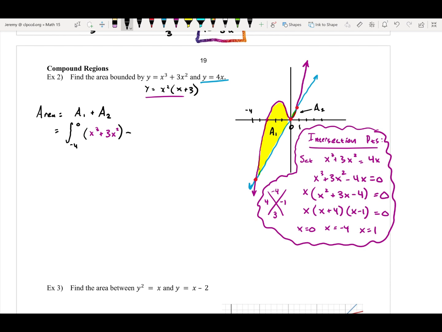And I want to subtract from that the bottom function, which is 4x dx. There is the integral that will give us the area for area 1. Now we want to add to that area 2, which is going to be another integral, in this case from 0 to 1. We're looking at that little sliver of a region to the right in the first quadrant. And we're going to do top function minus bottom function. What is the top function?